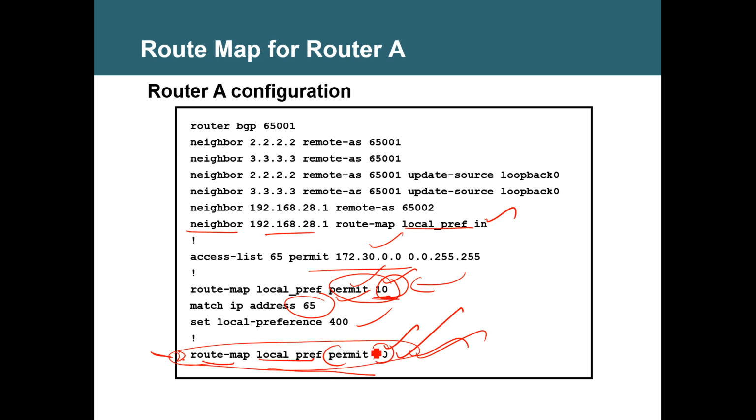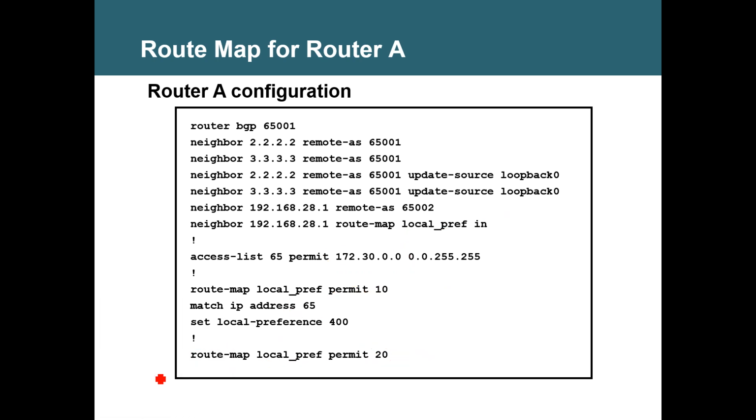No, you can put deny here. Deny, and then say match IP address 66. All that matches there will be denied. And then write another one if you want all others to be received. See, this one you want to receive with 400, and you want a few other networks to be denied and a few others to be accepted without any additional changes. So then you need a third one also. Yeah. So that's how we use route map.